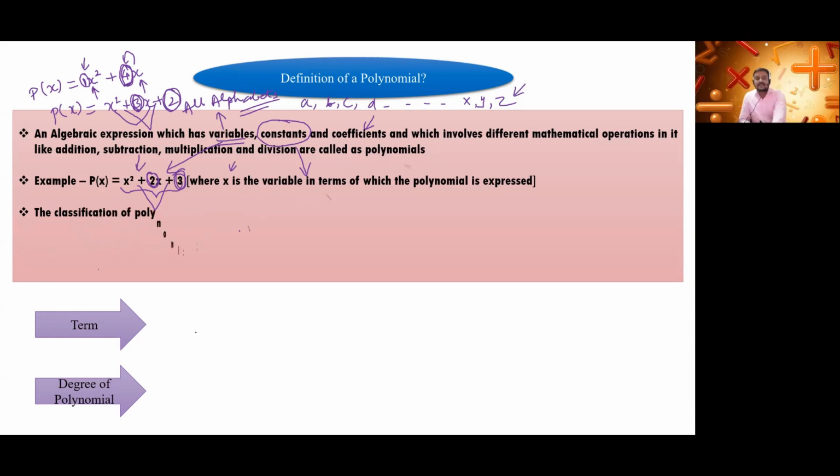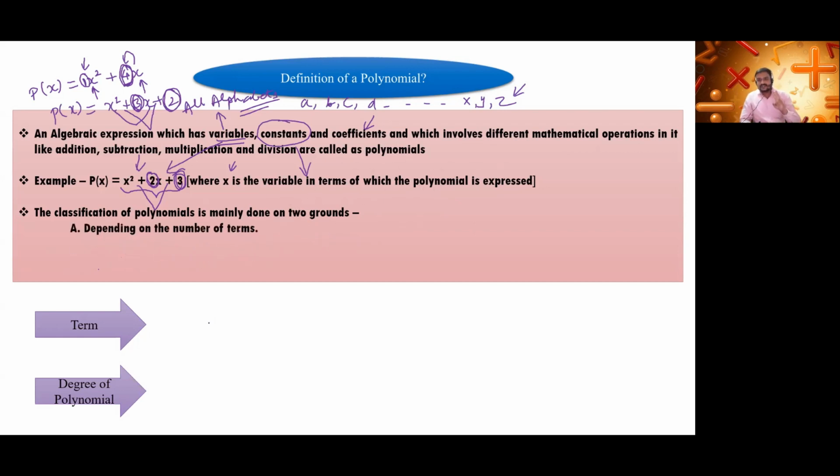So now the classification of polynomials. Classification of polynomials is mainly done on two grounds. Whatever is displayed on this page now, you will have to write it in the CW. You can take the screenshot, or otherwise I will send you the PDF file after the session.